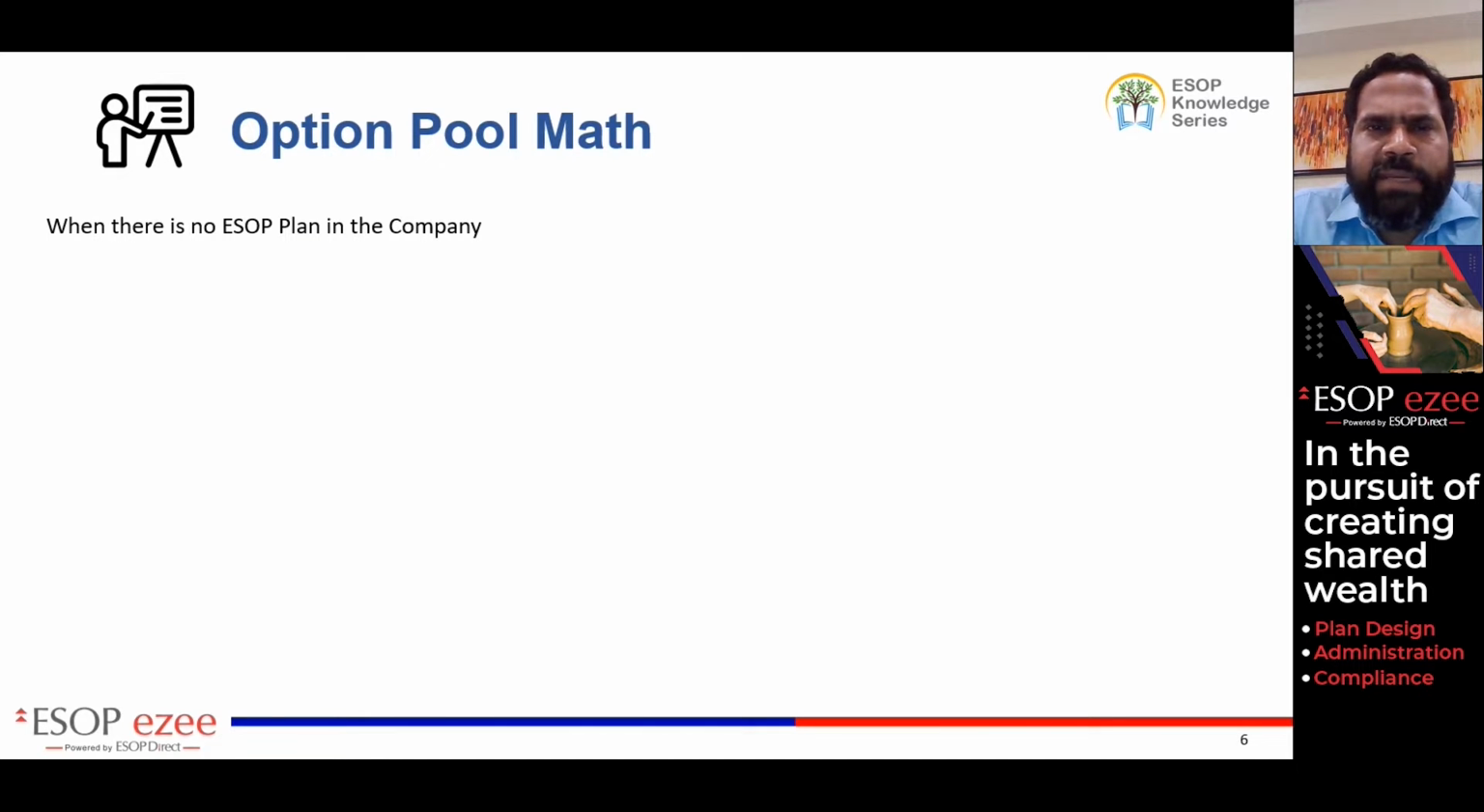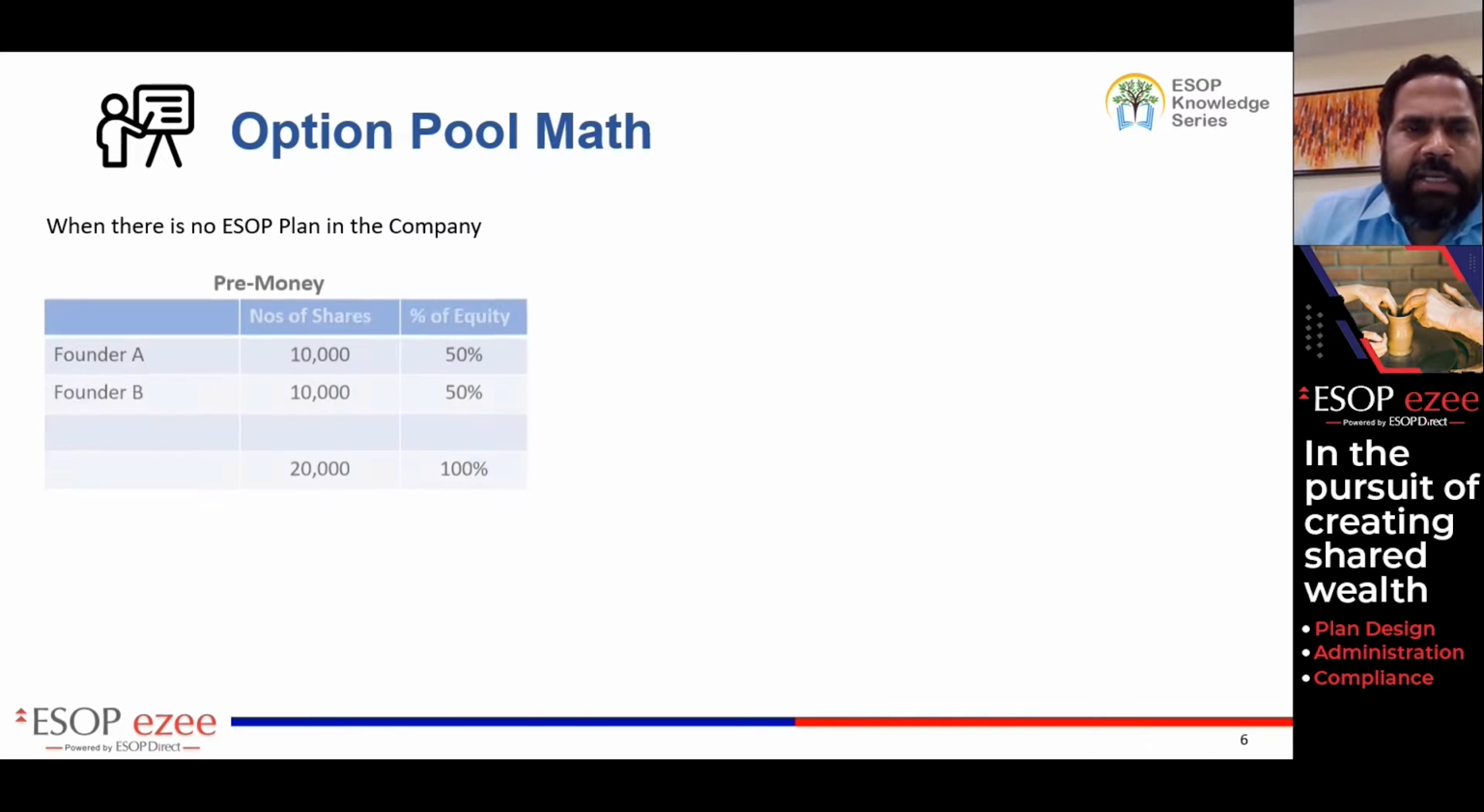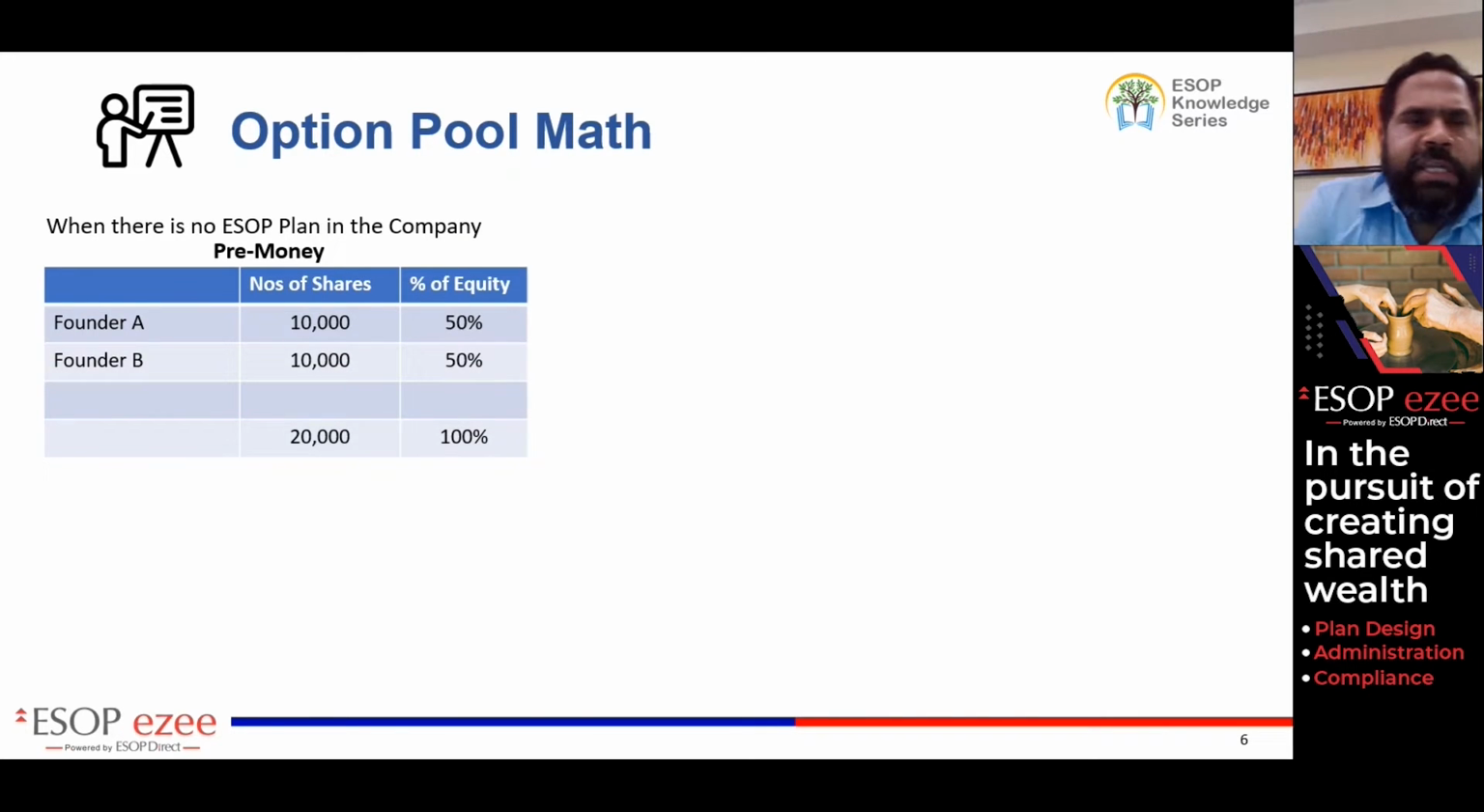There are many books which have been written about it. So I've tried to make it as simple as possible, covering the core concepts. So this is the first example where there is no ESOP plan in the company. So in a pre-money situation, there are no investors as such. There are two founders, and they own equal equity stake in the company.